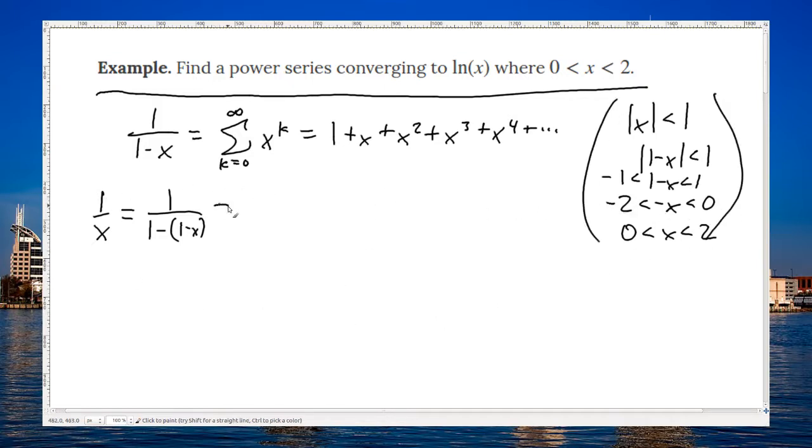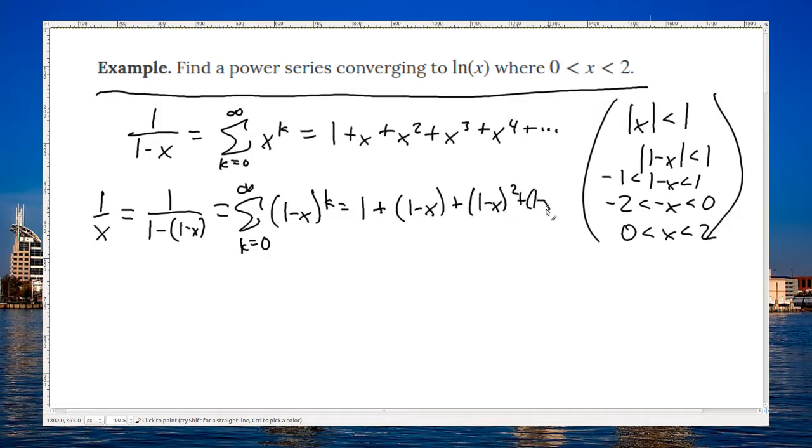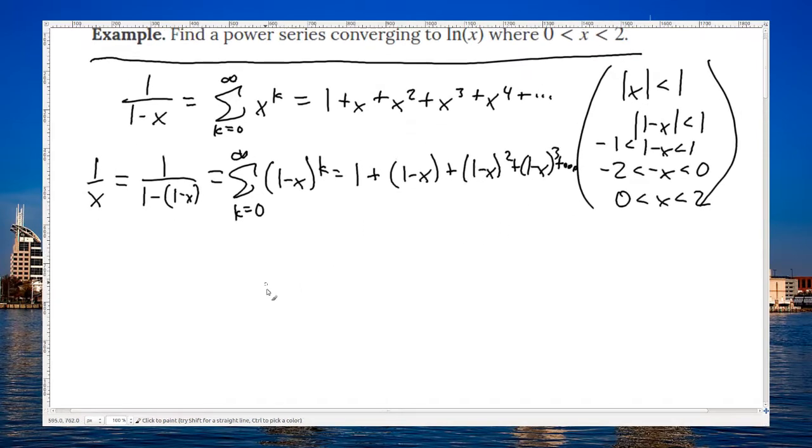Okay, that's not the hard part of the problem. Instead, what we're going to do over here is replace the x's with 1 minus x's. So we get the sum of 1 minus x to the k. So that gets us 1 plus 1 minus x plus 1 minus x squared, 1 minus x cubed, so on and so forth.